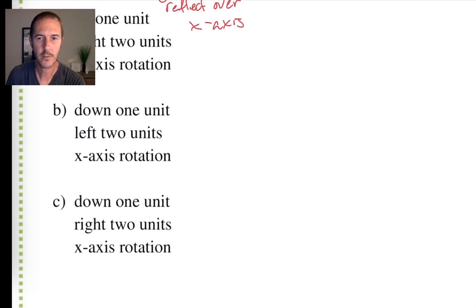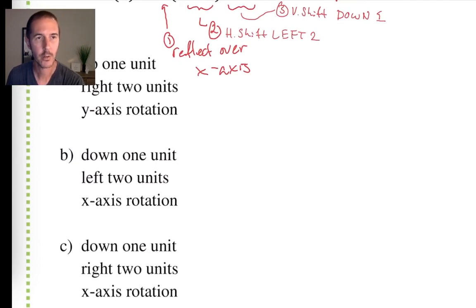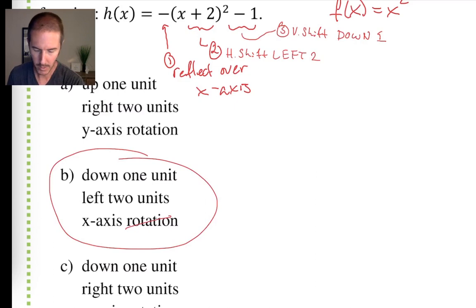I don't love that it says rotation. The typical language here is reflection. So down 1 unit and left 2 units is correct, and x-axis, please change in your notes to say reflection. That is more typical language. B is our correct answer.